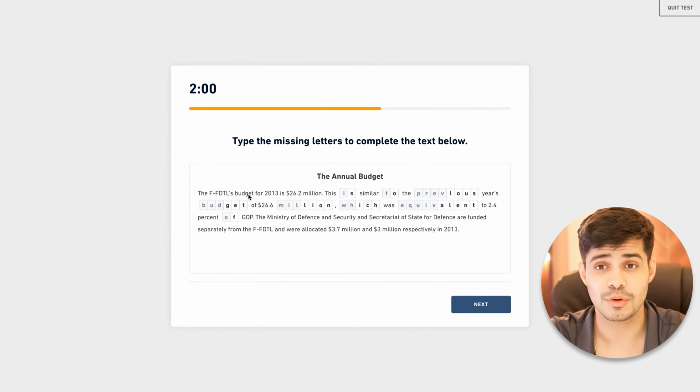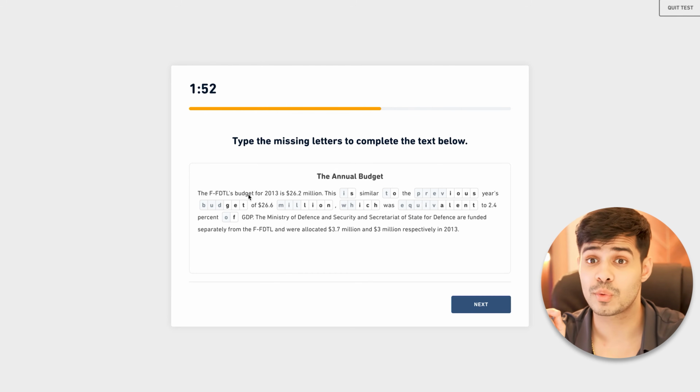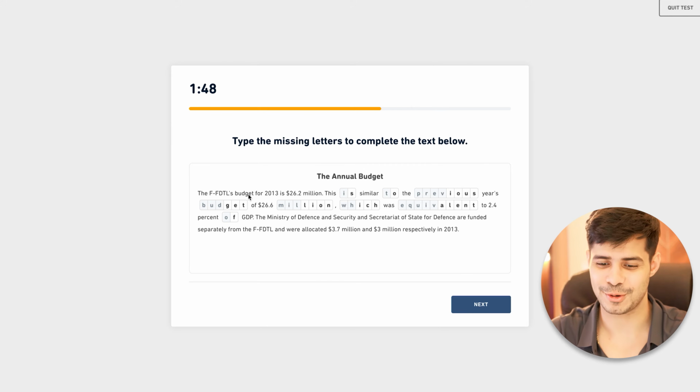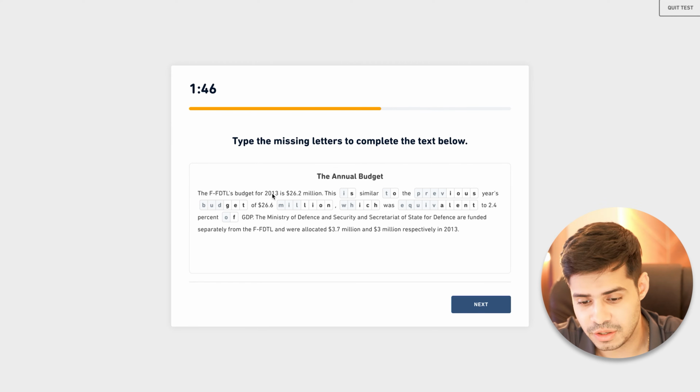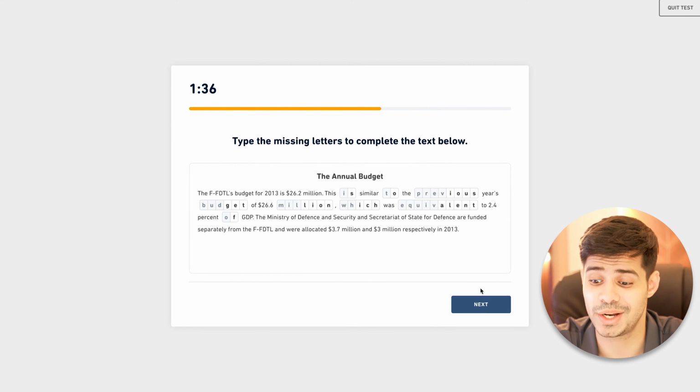That's all. So remember, when you're actually doing it at a quicker pace, you finish off before the time, and you're not looking here or there into the camera, your score will be much better as well. But stick around and let's see what I get. Hopefully I get a good score. Anyway, the FDTL's budget for 2013 is 26.2 million. This is similar to the previous year's budget of 26.6 million, which was equivalent to 2.4% of GDP. Looks quite okay to me.